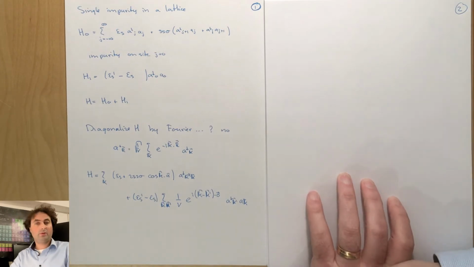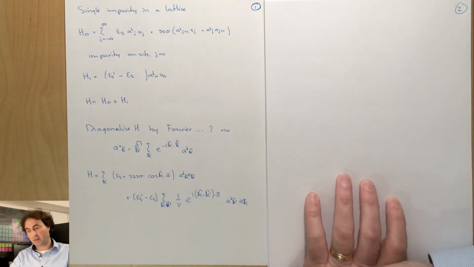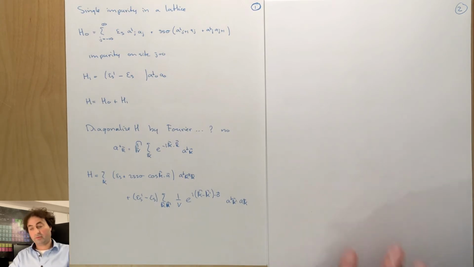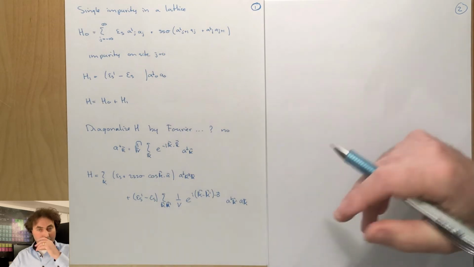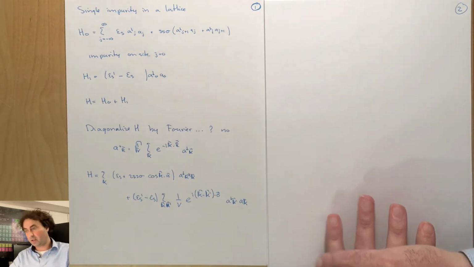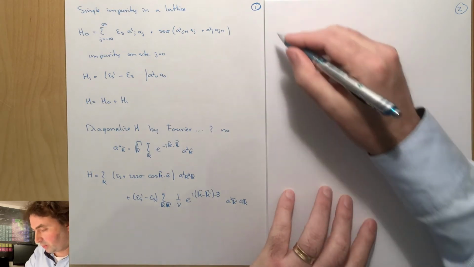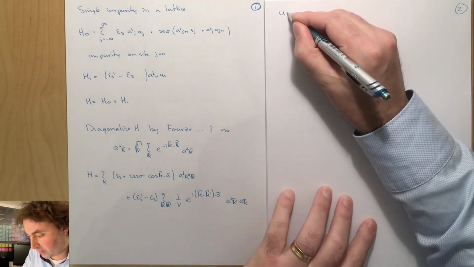So with that, we do not get the eigenstates of a single impurity in a lattice. Now, of course, we can always make a finite system, write down the Hamiltonian in terms of a matrix and diagonalize it. But there are much more elegant ways to do this, and that is with the use of Green's functions.